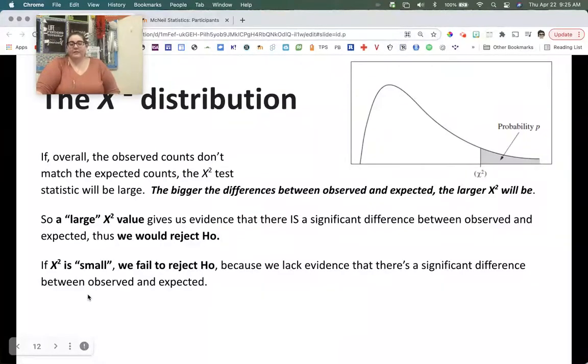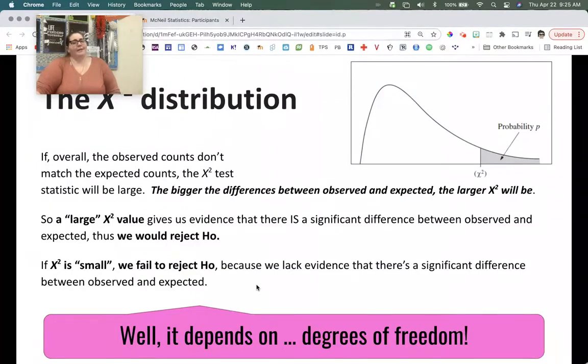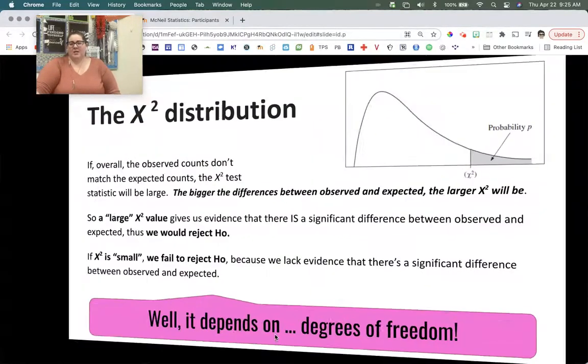A small chi-squared value would mean there's probably not much evidence of a difference because the overall observed and expecteds were not very far apart from each other. So we would lack evidence of a difference between observed and expected. But how large is large and how small is small? Well, that depends on degrees of freedom, which is based on the number of categories. The more categories you have, the bigger the overall difference is because you're literally just adding them together. So if you have more categories, we expect to get a bigger number for chi-squared. What we call large and small really depends on how many categories we have.